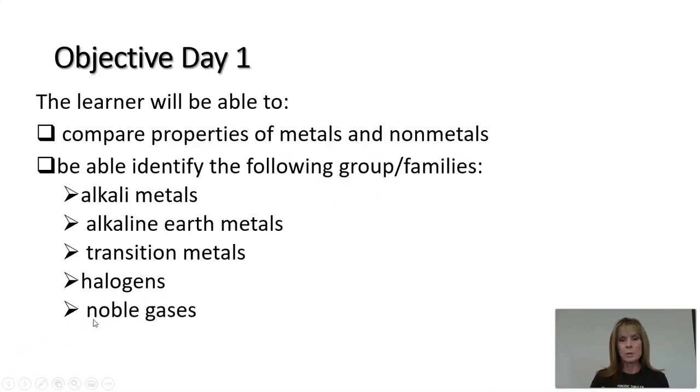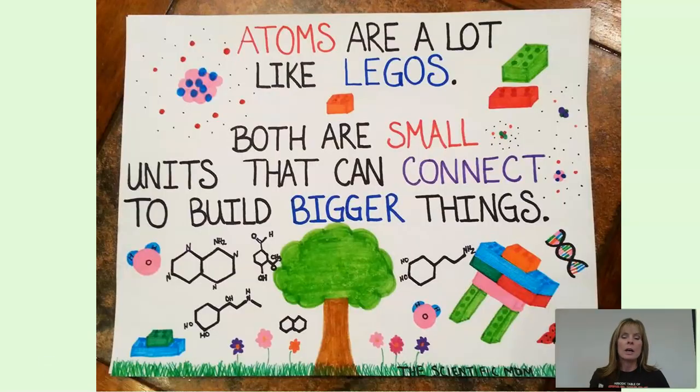What we hope to accomplish today is that hopefully you will understand properties of both metals and nonmetals, in addition to groups and families on the periodic table. Groups and families are the up and down columns on the periodic table, and they all have different names and different characteristics, so we'll learn about those. Atoms are a lot like Legos. Both are small units that can connect to build lots bigger things.